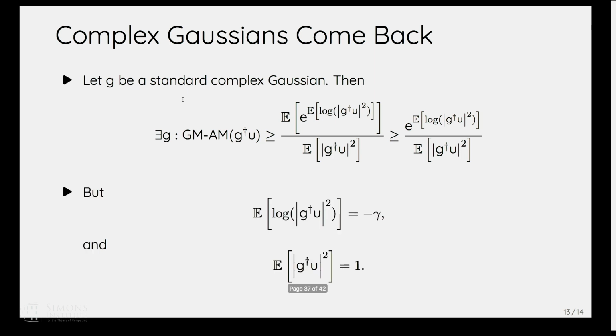Now the thing is, if you look at the projection of u onto a random Gaussian vector g, that's just a single univariate random Gaussian. So g dagger u is just a single univariate random Gaussian. I can compute the expectation of it. For every fixed u, this is a single univariate Gaussian. I can compute the expectation of the log and the expectation in the denominator, and I get minus gamma and 1, and that's it.